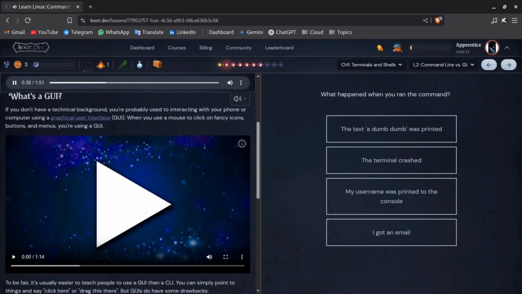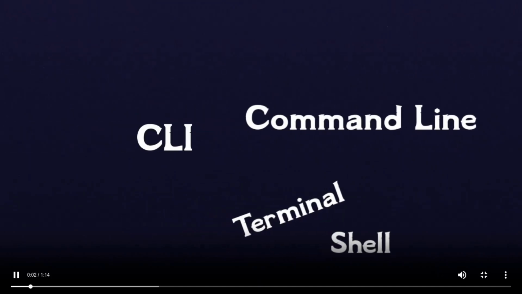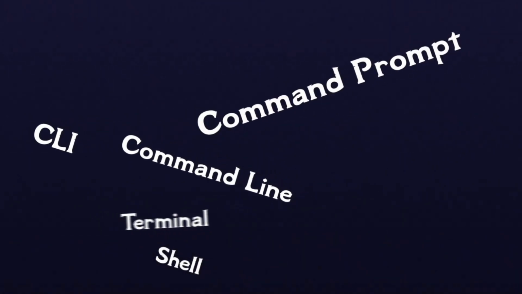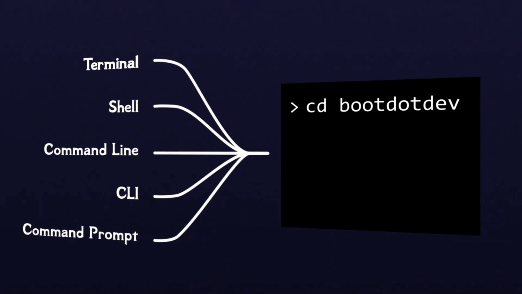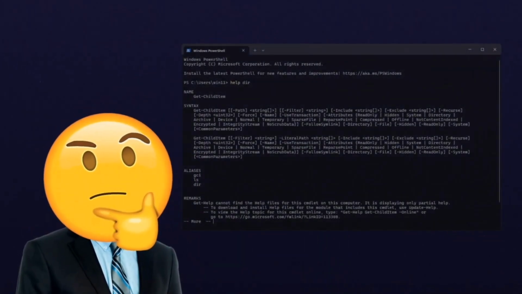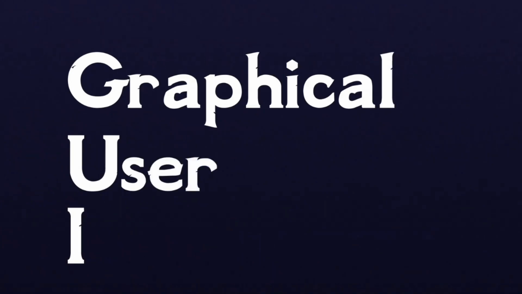If you don't have a technical background, you're probably used to interacting with your phone or computer using a graphical user interface. When you use a mouse to click on fancy icons, buttons, and menus, you're using a GUI. The words terminal, shell, command line, CLI, and command prompt are often just thrown around haphazardly by programmers. And even though the precise definitions vary slightly, we're usually talking about a program that lets you interact with your machine through text. If you're new to the command line, you're probably already familiar with GUIs, or graphical user interfaces.